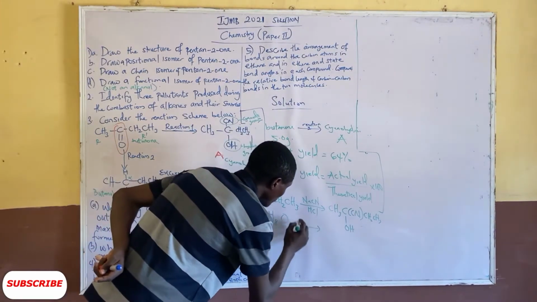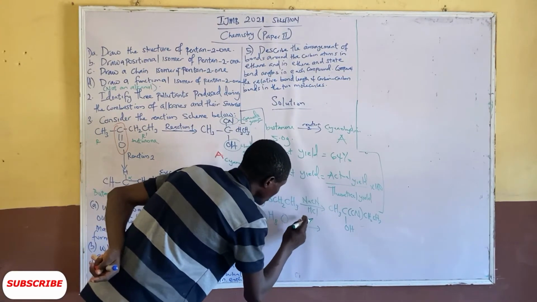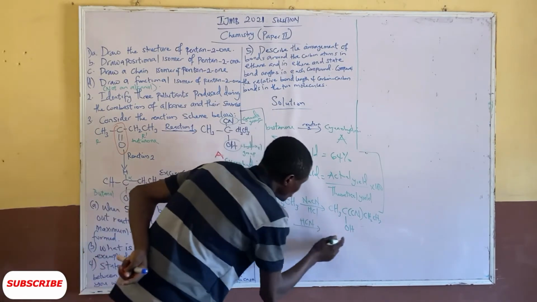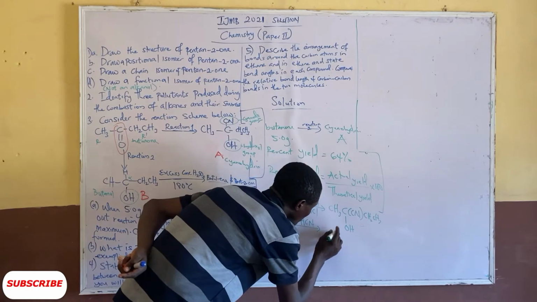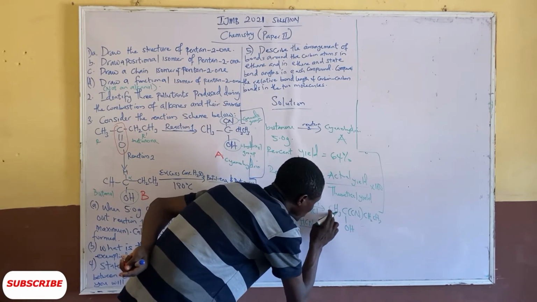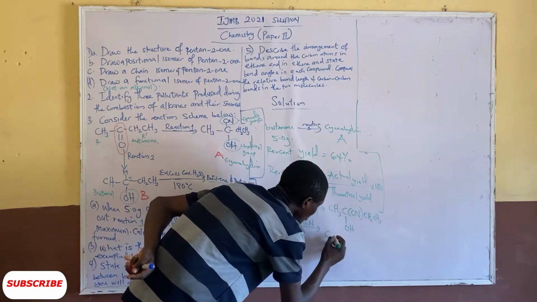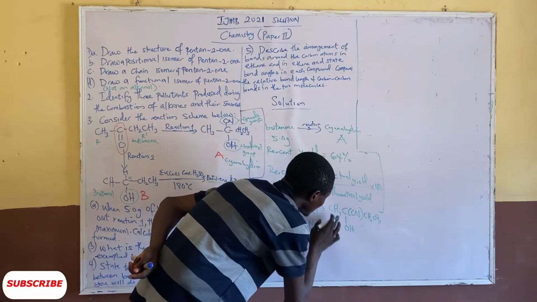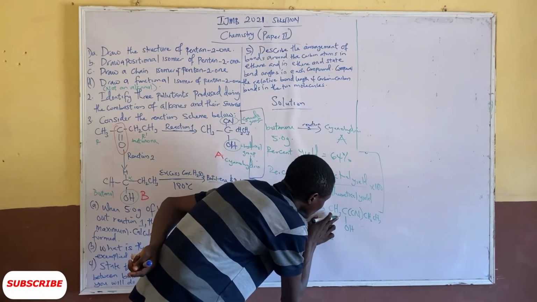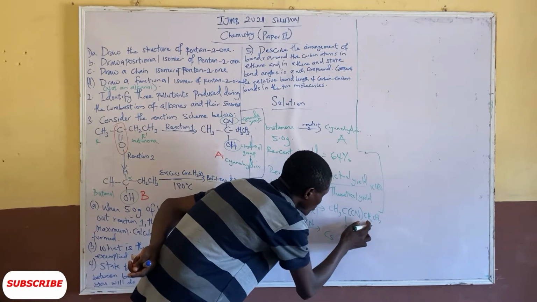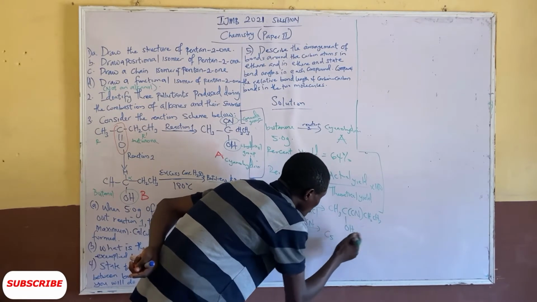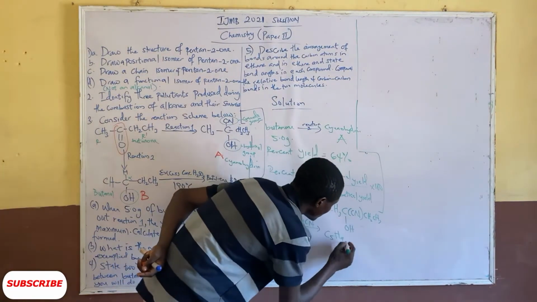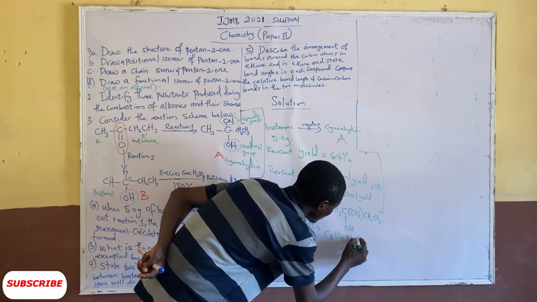Now this will combine with hydrogen cyanide to give the product. Combining this, how many carbons do we have? 1, 2, 3, 4, 5, so C5. The hydrogens are H9, then we have one nitrogen and one oxygen.